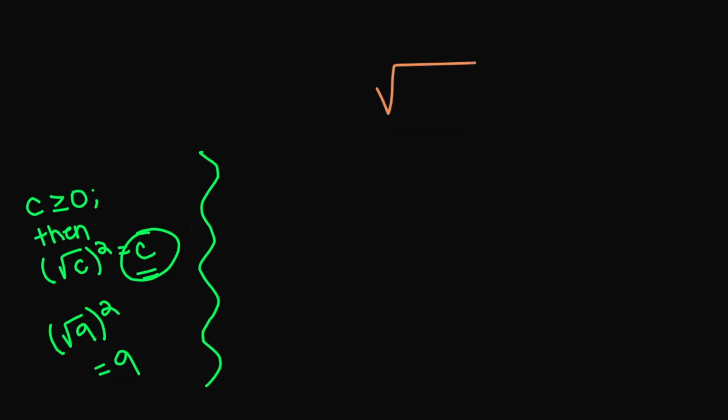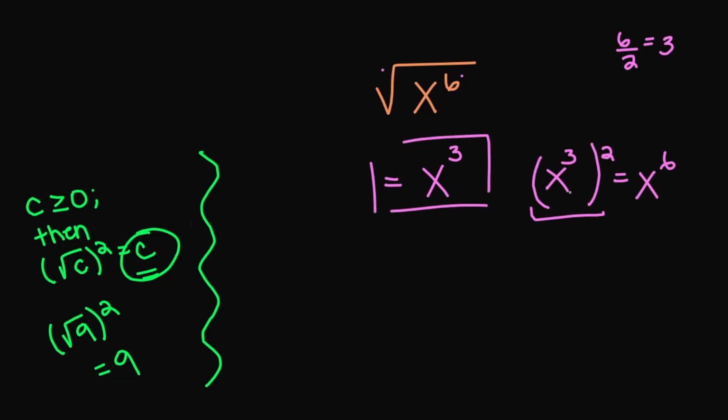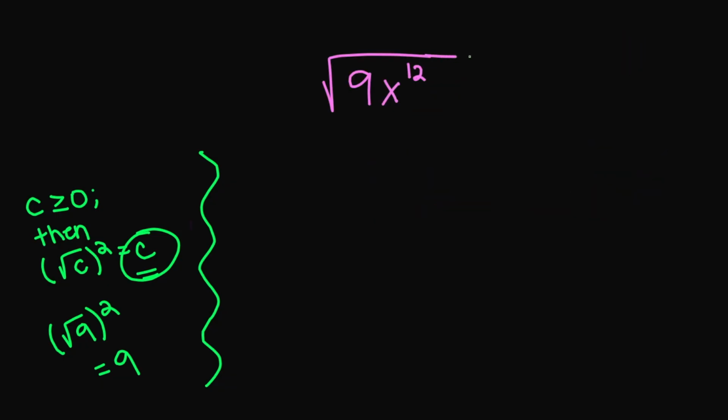What if you had the square root of x to the 6th power? So in this example, my exponent here is 6, but my square root is 2. So if I divide 6 by 2, that's going to give us 3. So your final answer here is going to be x to the 3rd power. And don't forget as well that x cubed raised to the 2nd power is going to give you x to the 6th power.